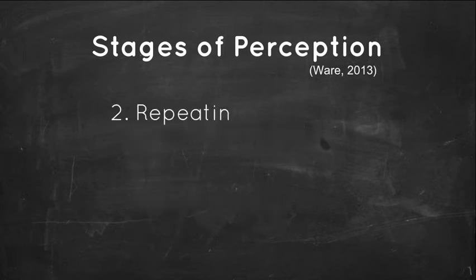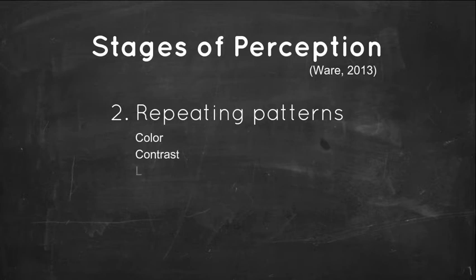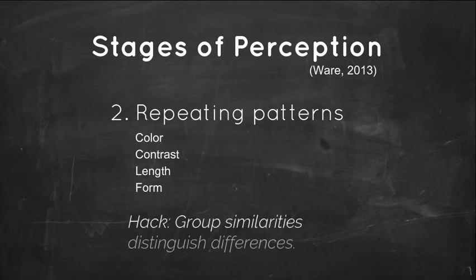Next, we look for repeating patterns of design in these basic features. Which regions are yellow? Which regions are dark? Which are bright? Which bars have equal length? Which shapes are round and which have corners? We can manipulate our data animations so that similar patterns appear together, making it easier for the brain to group similarities and distinguish differences.